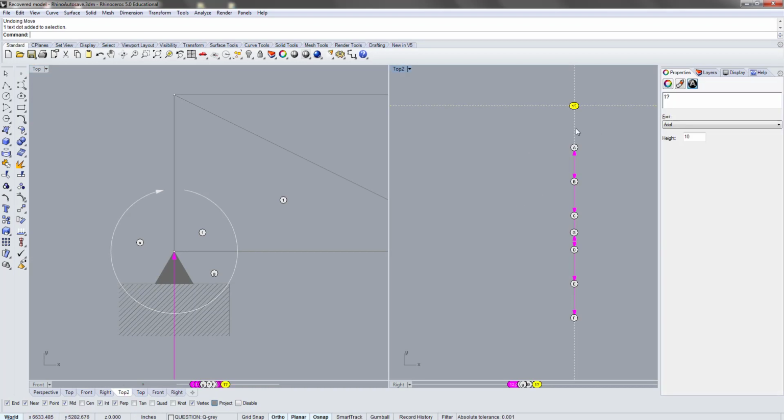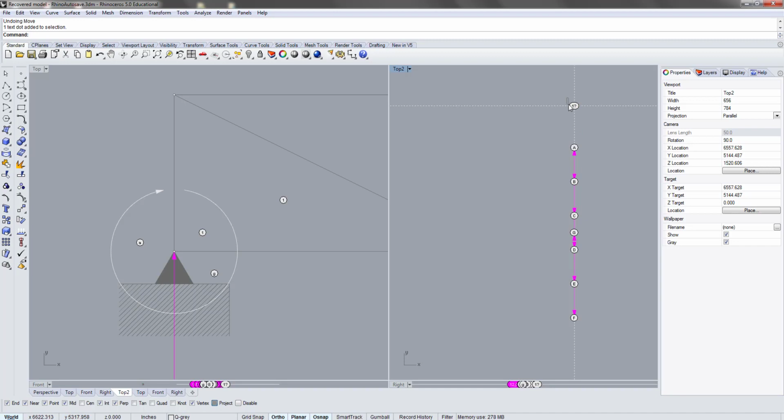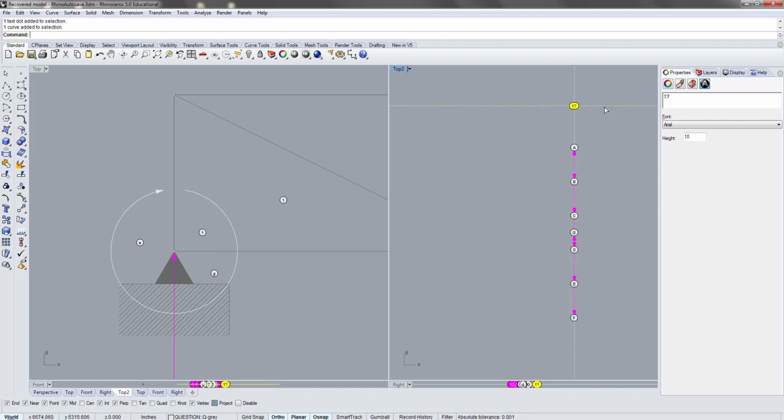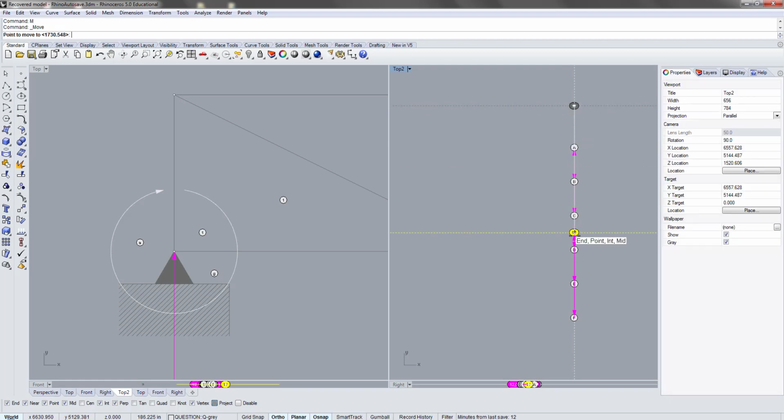That starts from point 1, but we don't know where point 1 is. Another thing we know is it's going to end at point G, because this is called 1G, and we know where point G is. So now we can move this whole thing to point G.